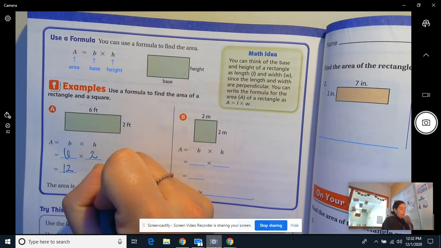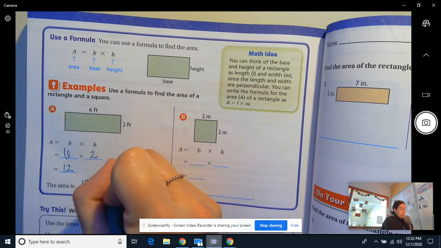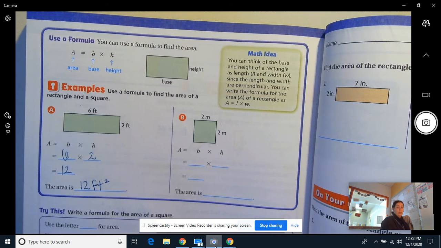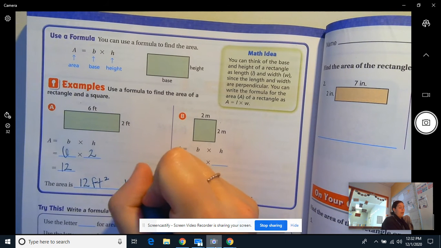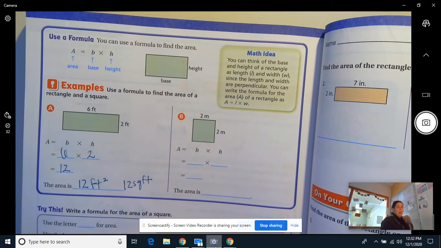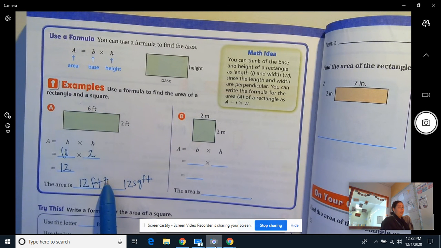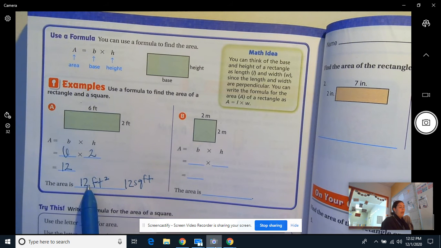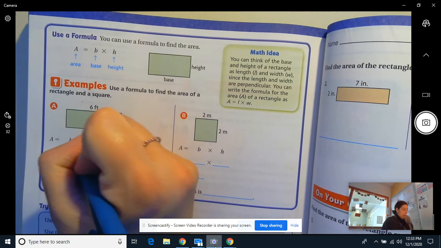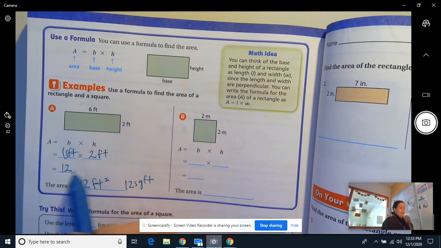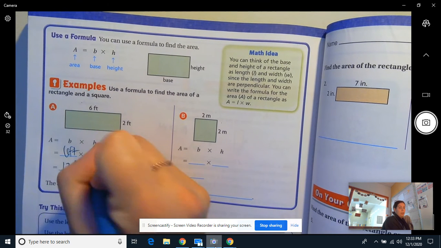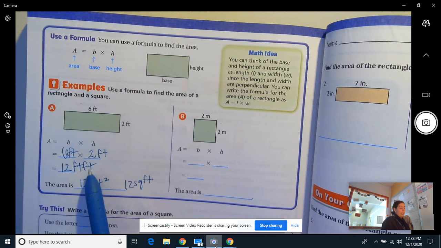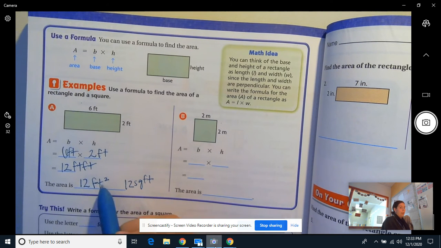This is how we write it. Feet squared. You can also write it like this, 12 SQFT. The way I learned was to write a little 2. That means square. Okay? So I'm going to write all my answers with the little 2 right there. Because why I have feet squared is because I'm taking 6 feet times 2 feet. When I multiply, it's not 12 feet. It's 12 feet squared because there's 2 of them. That's where this comes from, okay?